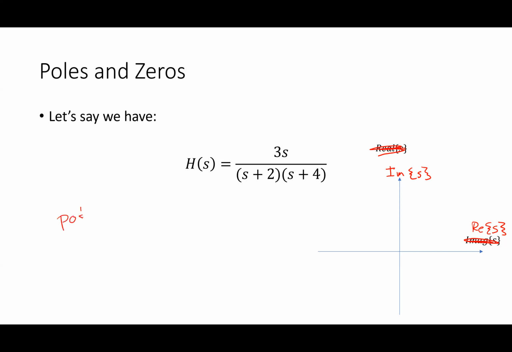So I have poles at s equal to -2 and s equal to -4. So I say, all right, I have a pole here at -2 and a pole here at -4. Okay. It looks like I also have a zero too, don't I? Yeah, the zero is in the numerator. I have a zero at s equal to 0.